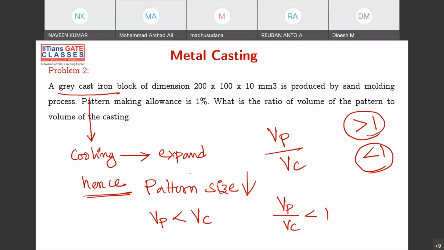Okay, so the solution is this. It should be less. Sorry, Naveen, it is not a simple one. It is a grey cast iron. Okay, special case. So yes, Arshad Ali has told absolutely right. It's less than 1. So it's an expansion case.